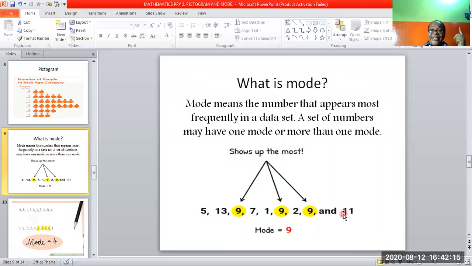Therefore, we say that 9 is the repeated number. 9 in group 1, 9 in group 2, 9 in group 3. 9 is that number that appears most frequently in all the groups. Are we together? Number 9 is that number that we call the mode. Do you understand? 9 is the mode as far as this setup is concerned.